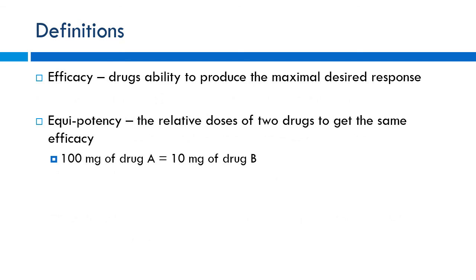All right, efficacy is just the ability for a drug to cause a desired effect, and equipotency is just the relative doses of two drugs to get the same effect. So if I have 100 milligrams of drug A, it should be roughly equal to 10 milligrams of drug B. And again, people have done the research; they've figured this out already.